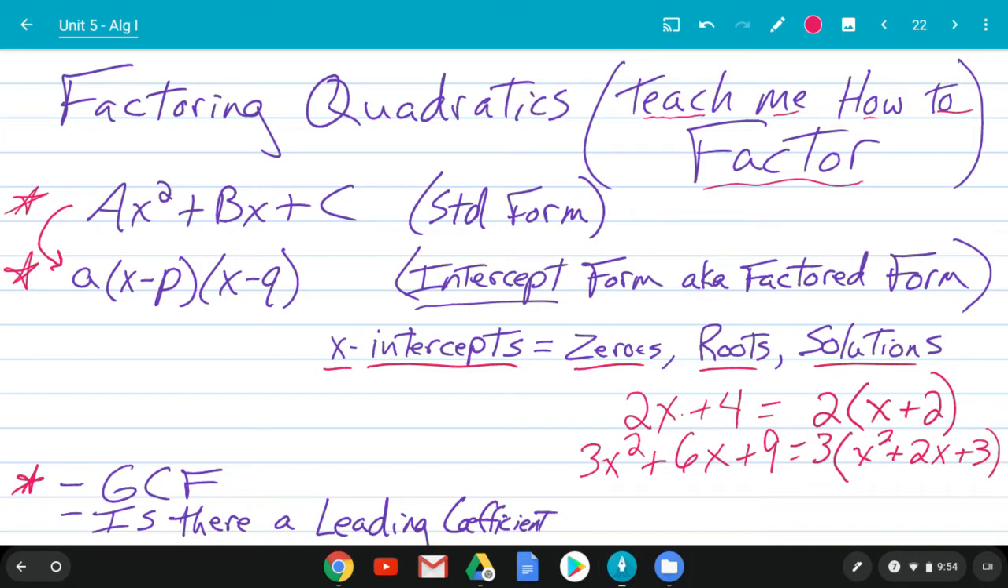That's what we want to do the first time, every time. You should look for a GCF. That's something everyone should know. Now, can you factor things without taking out a GCF? Yes, you can, but it's very, very difficult. So the very first thing we want to do is look for a GCF.